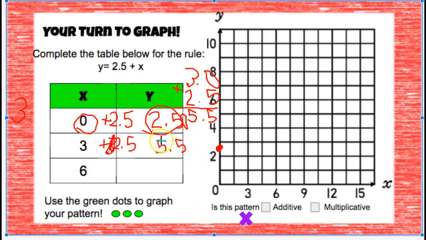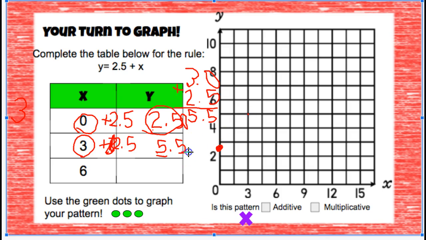The same thing here, 5 and 5/10. I would go, well, first I need to go to my 3 because my x is 3. So over 3. My whole number is 5, so I'm going to go up 5. 4, 5, 6, up 5.